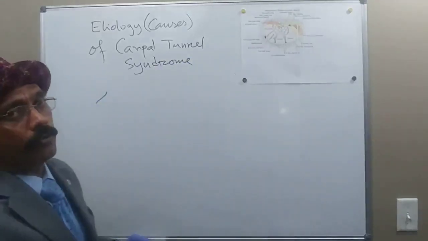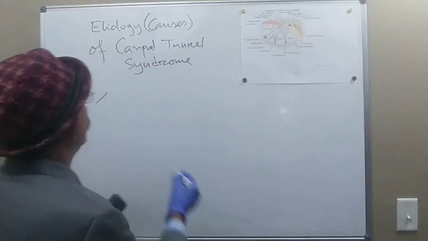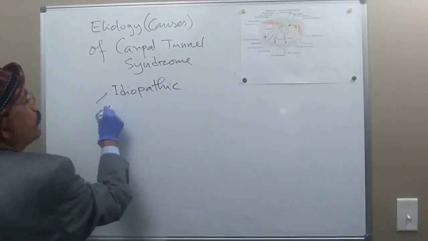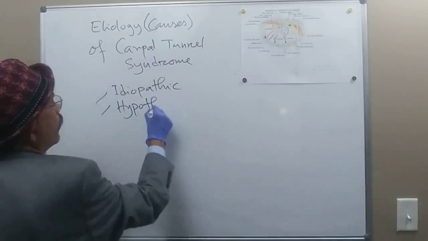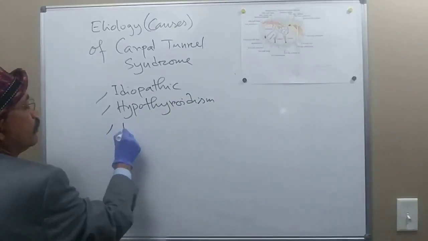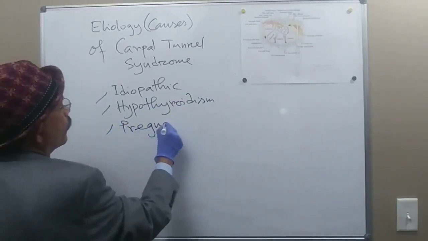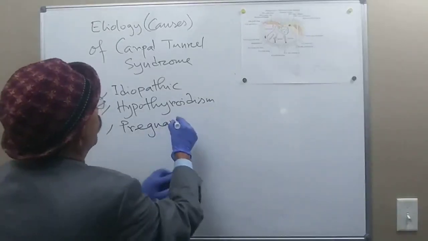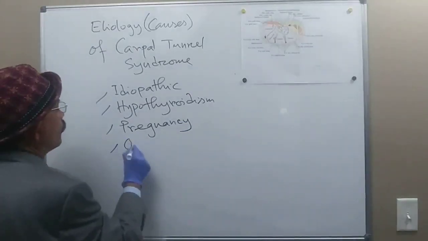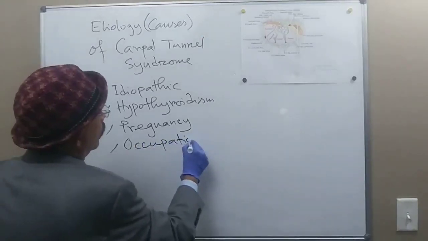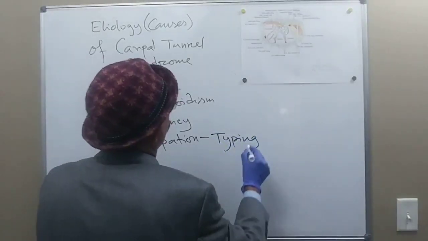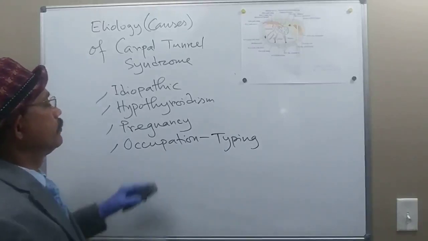We may not know the exact cause of carpal tunnel syndrome. We may not have any obvious cause. We call it idiopathic. It may be due to hypothyroidism. Okay. It may be due to pregnancy. Not necessarily all pregnancy, but someone in the third trimester of pregnancy may have carpal tunnel syndrome. It may be due to occupation, like construction work or typing.